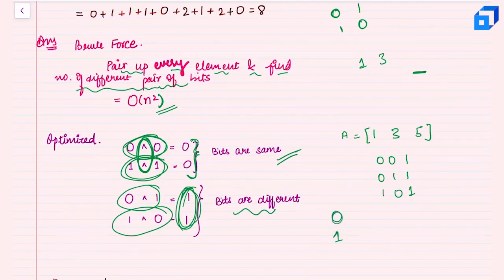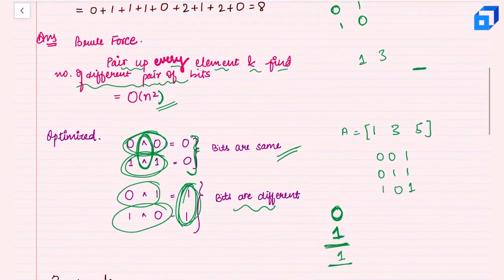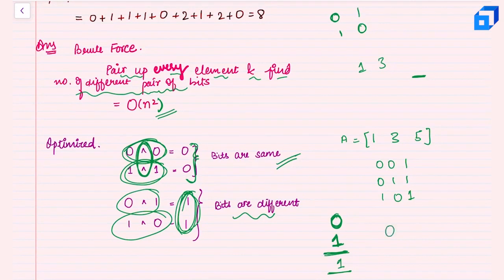So if this is only my number, the binary representation of them will be this only, right? So now I'll simply XOR it and I'll get 1 and I'll simply return 1. But now let's say I have 0. So I have only a single 0, but now I have, let's say, 3 ones. Okay, 3 ones are there.